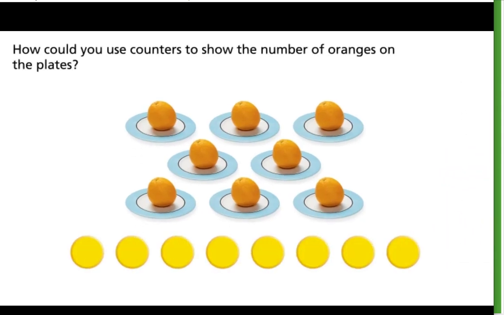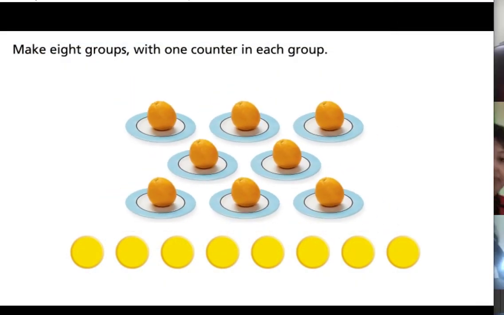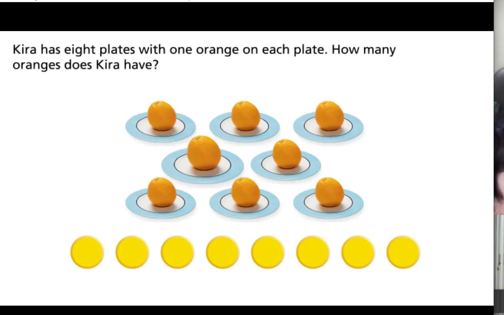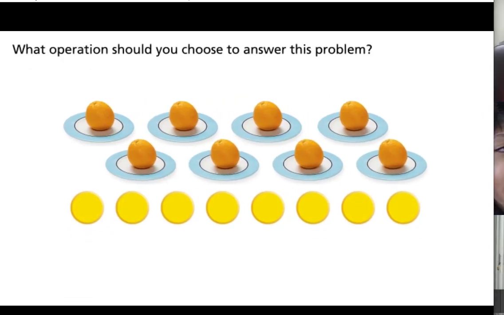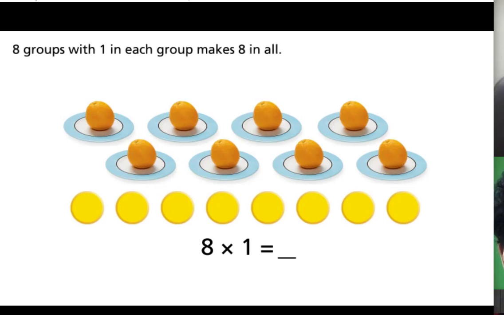How could you use counters to show the number of oranges on the plates? Make 8 groups with 1 counter in each group. Kira has 8 plates with 1 orange on each plate. How many oranges does Kira have? What operation should you choose to answer this problem? Use multiplication to find 8 times 1. 8 groups with 1 in each group makes 8 in all. Kira has 8 oranges.